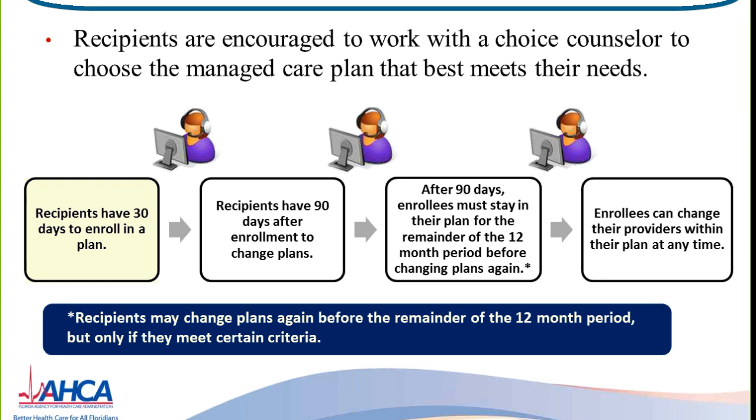Recipients have 30 days to enroll in the plan. And when their information goes out, they have 90 days afterwards to change plans if they desire. After 90 days, enrollees must stay in their plan for the remainder of the 12-month period before changing plans again. But know that recipients may change plans before the remainder of the 12-month lock-in period ends, but only if they meet certain criteria, the criteria being the good cause reasons for disenrollment.